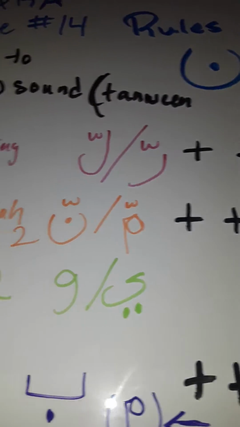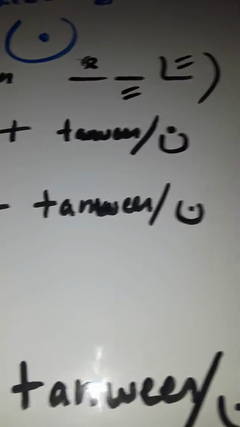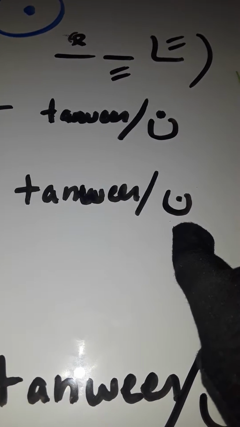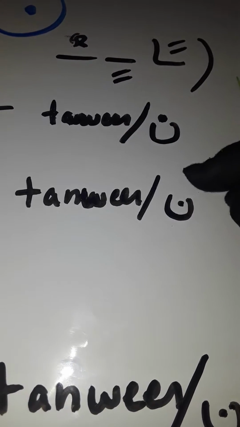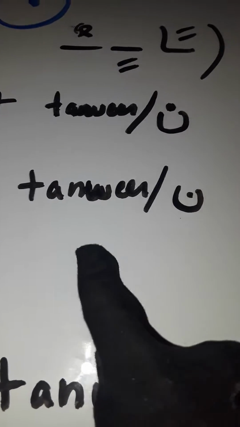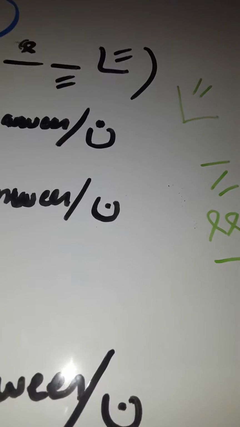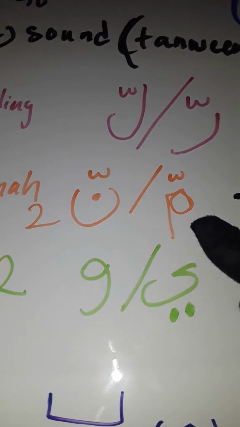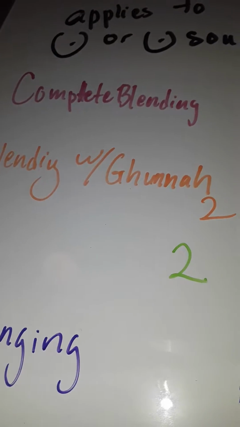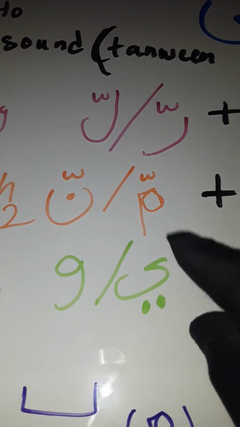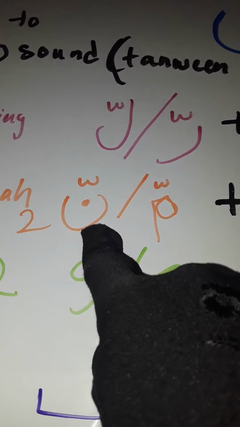Then the next rule, and again, the noon at the end of the word will not have anything on it. It will just be blank, or the sukoon or the tanween will look a little weird, like this. And the next letter, it's going to be blending with ghunna. This is the new rule, and you're going to hold it for 2 harakat, and it's either going to be meem or noon.